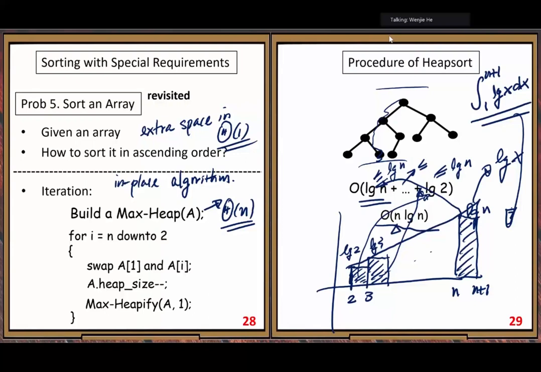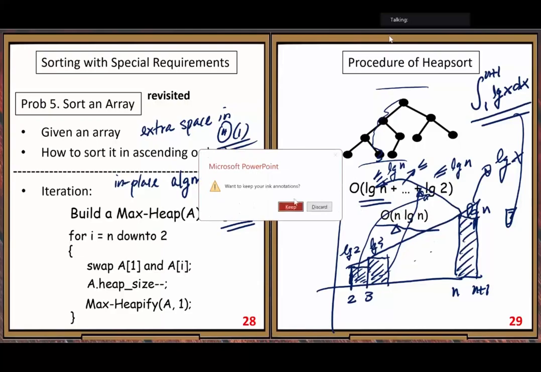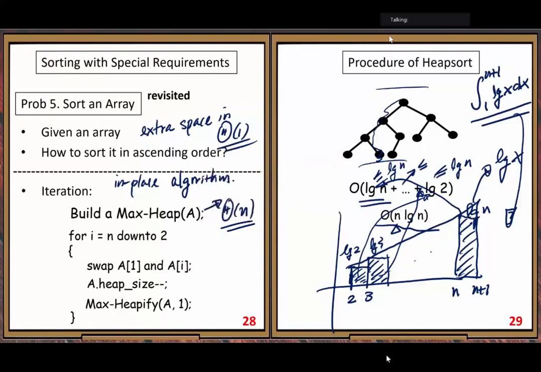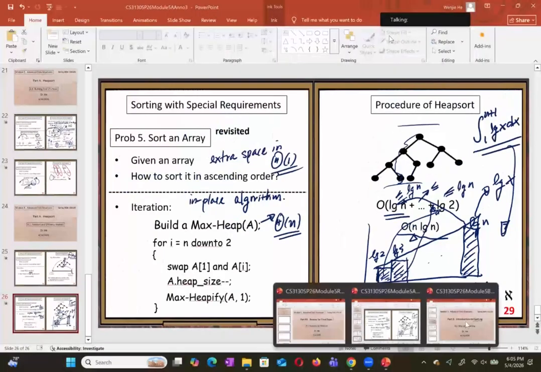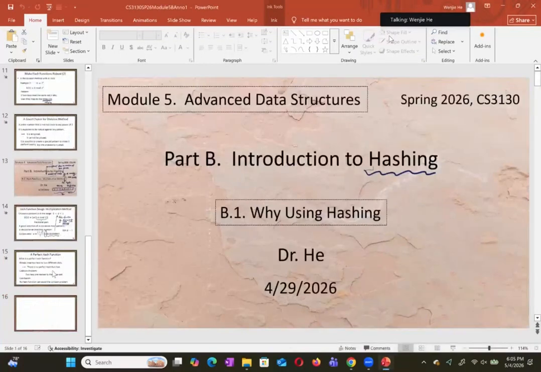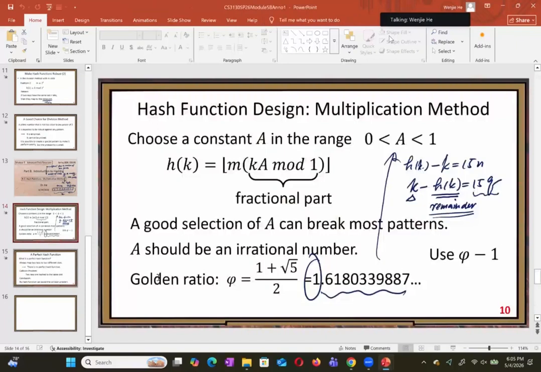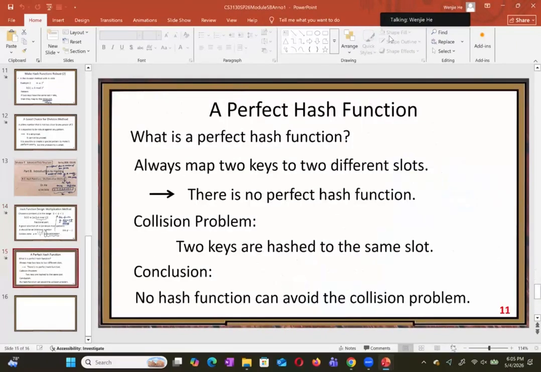Now I need to jump to part B for one slide to make some comments. Part B, so we finished the multiplication method. Just one slide to talk about a perfect hash function.